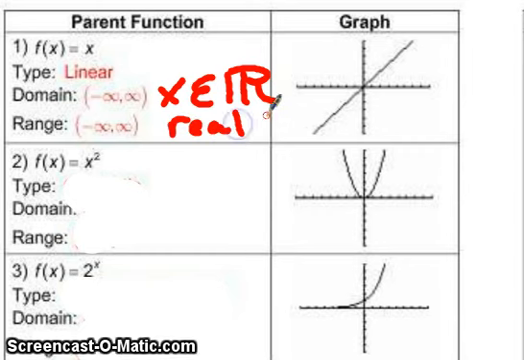And I know many of you have already used this vocabulary in class. A real number is any number that does not have an i with it. So no negative square roots allowed in the linear function.